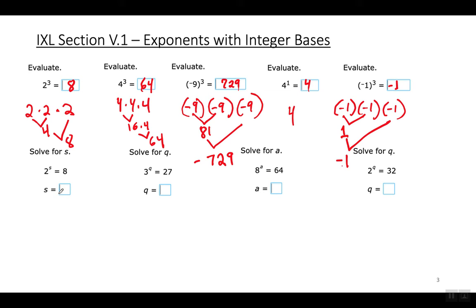Okay, now if we look at the bottom part, you got to solve for what exponent goes here. So 2 to the what power equals 8. You should have it memorized that it's 3, but let's say you don't know the answer. Just start multiplying 2 times itself until you get the number 8. So 2 times 2 is 4, and then if I do it one more time, I'll have 8. So the answer is 3. 2 to the 3rd power equals 8. Let me do the same thing here.